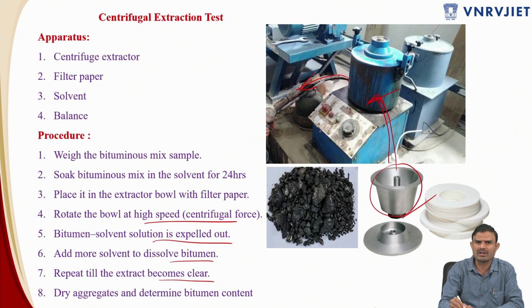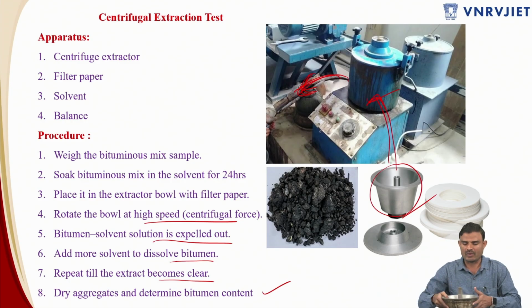So the bitumen plus solvent will be coming out of this exit pipe. That mixture has to appear completely like the solvent, like toluene which you are using. And then you have to dry the aggregate and determine the binder content. So I'll be explaining this with the help of the apparatus which I have brought along with me.